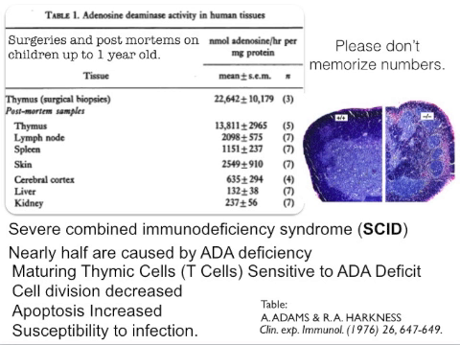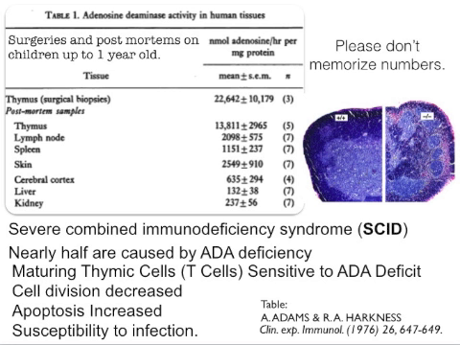As we saw, the thymus should increase in size in children. This is why a loss of ADA hits the thymus hard. It causes severe combined immunodeficiency syndrome. Nearly half of all cases of SCID, in fact, are caused by ADA deficiency.